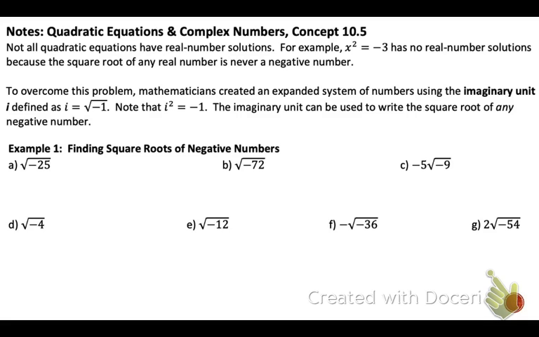So let's go over some examples in example 1. Let's start with example 1a. We want to find the square root of -25. Think of that as the square root of -1 times the square root of +25. We know that the square root of -1 now is i, the imaginary unit. So we go ahead and write that. The square root of 25 is 5. So our answer to this is 5i.